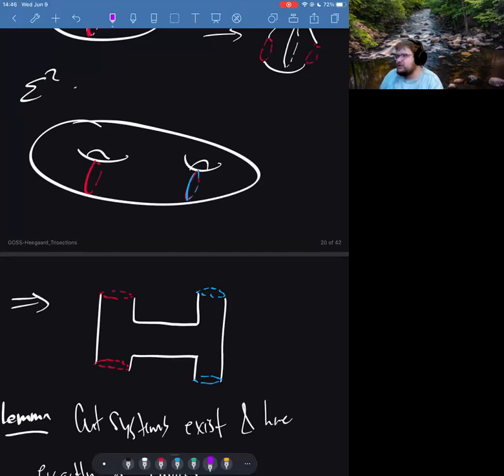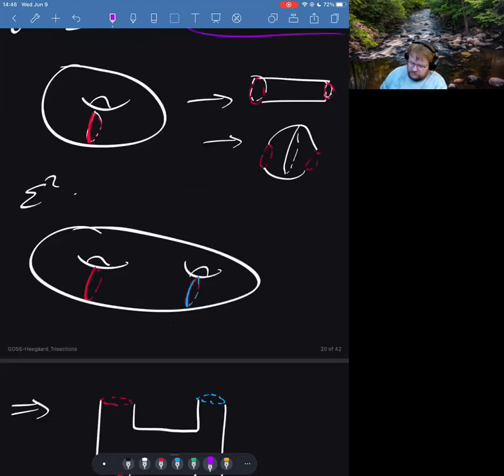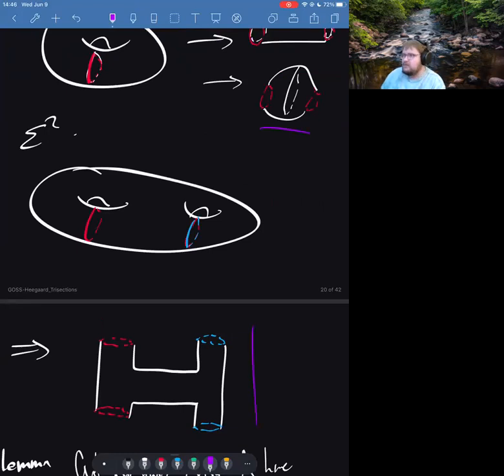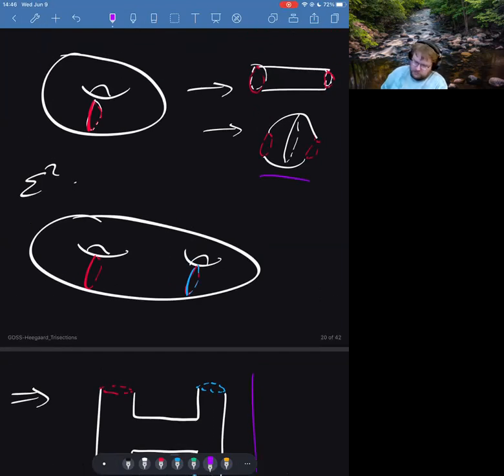But it actually turns out that this piece, and another empty piece that looks like this but upside down, are the only pieces you need to build any cut system up to some notion of equivalence.